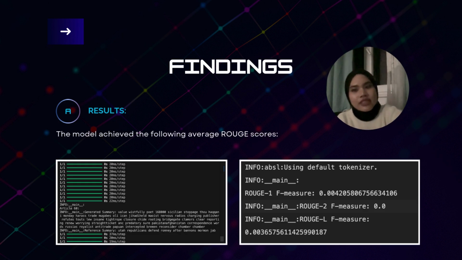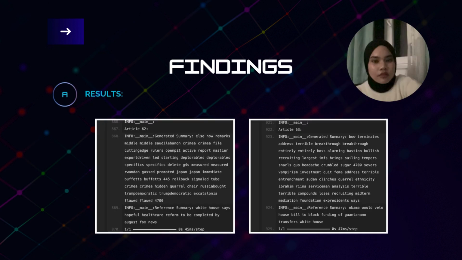So now for the findings, the model achieved the following average ROUGE scores. As you can see here, this is the result that I get. For ROUGE-1, we got 0.0042 as a result. And then ROUGE-2, we got 0.0. And ROUGE-L, we get this. This is what I get from the coding. The scores indicate the summaries capture key content effectively for now, and this is the article that has been summarized, and this is the final scores that I get.